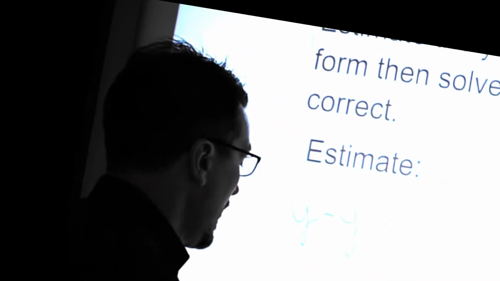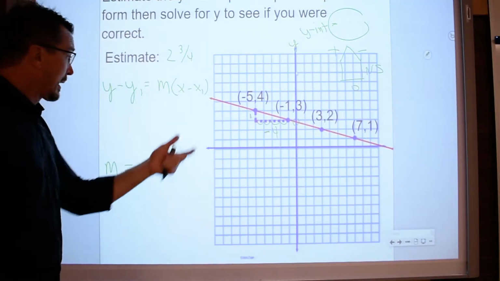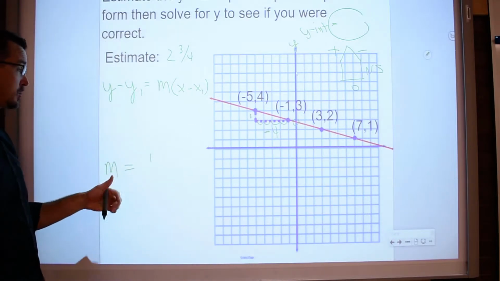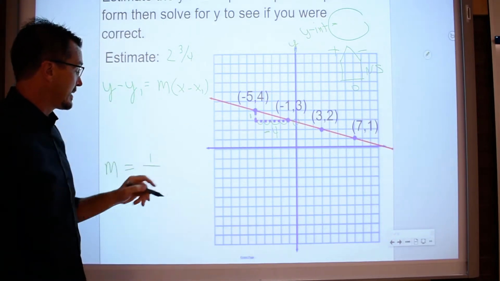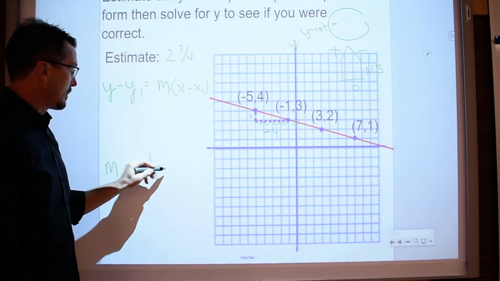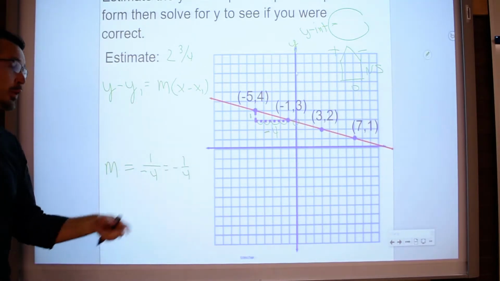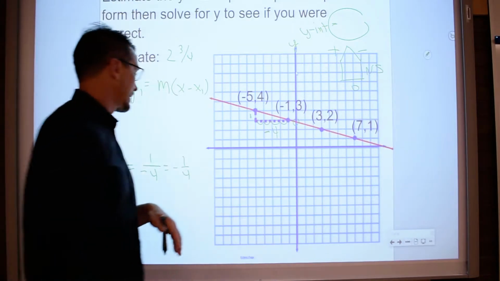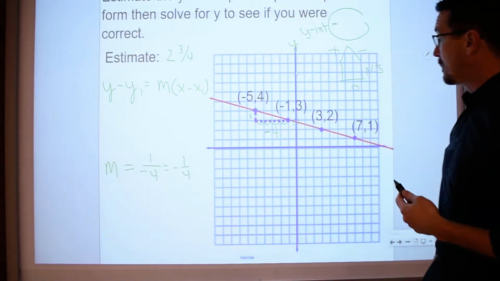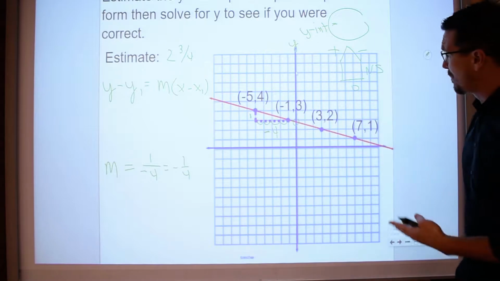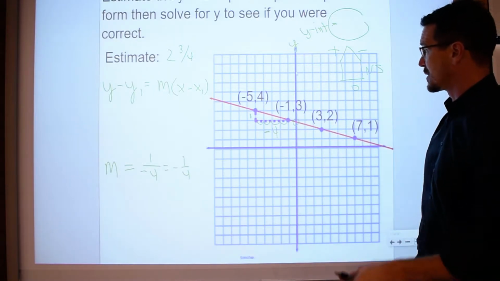And I come over here and I say my rise is 1, and my run is -4, and so my slope is -1/4. And people say, where do I put the negative? Well, you can put it anywhere. Most people put it out front, technically. Okay, and then I need to pick a point. And so people say, well, which point? There's a bunch of points. And you're right, there is a bunch of points.